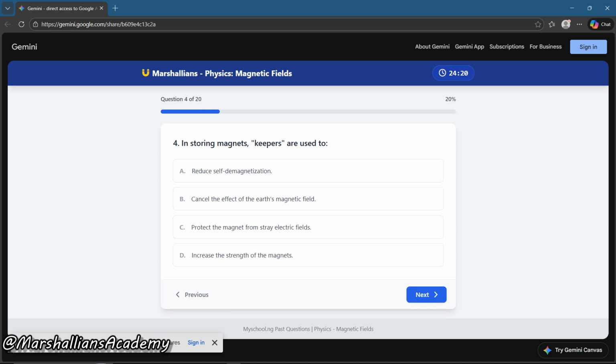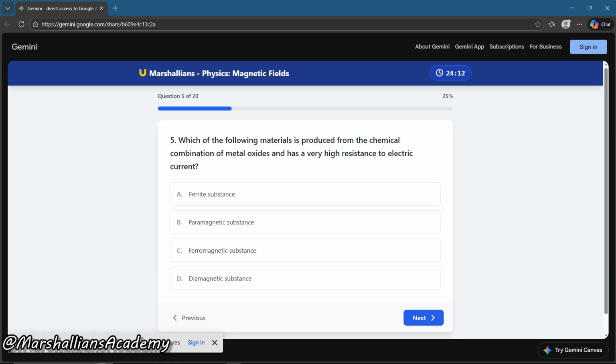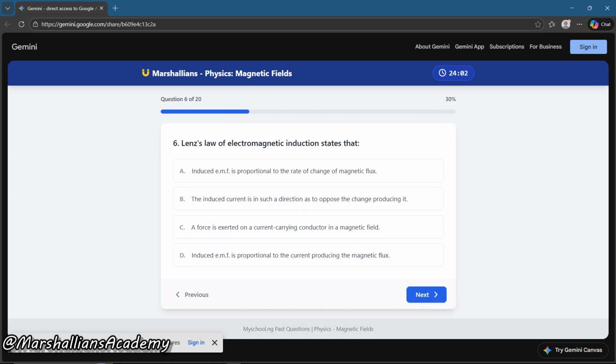What about number 4? Pause the video and answer. If your answer is A, you are correct. What about number 5? If your answer is ferrite substance, then you are correct.